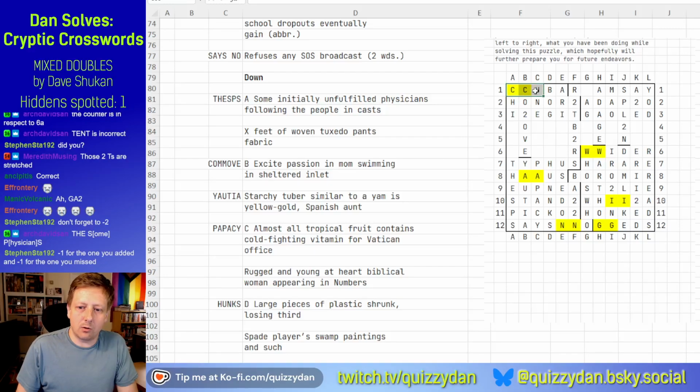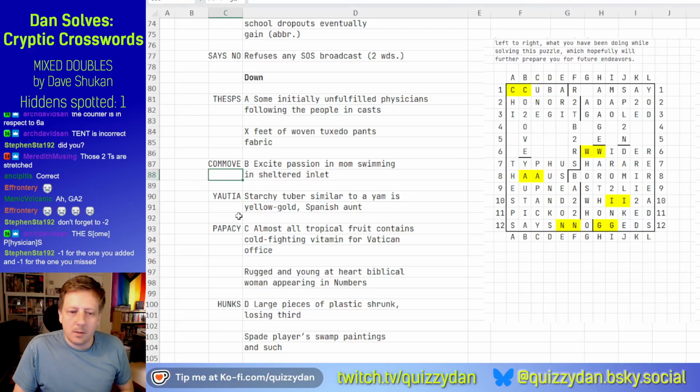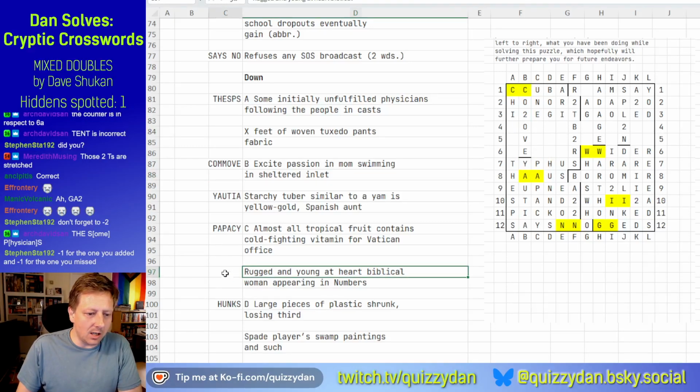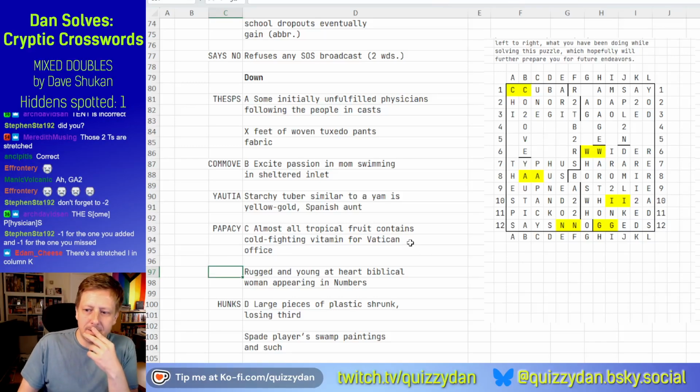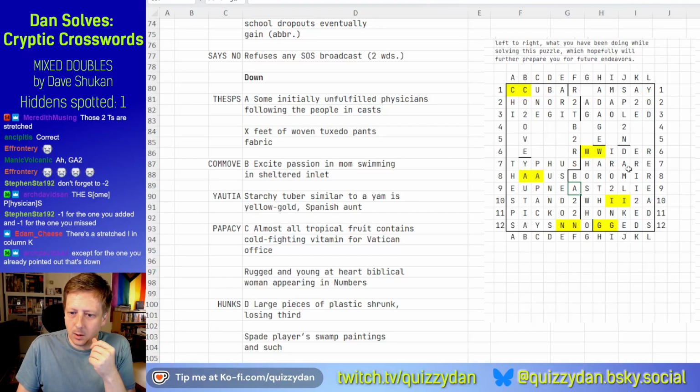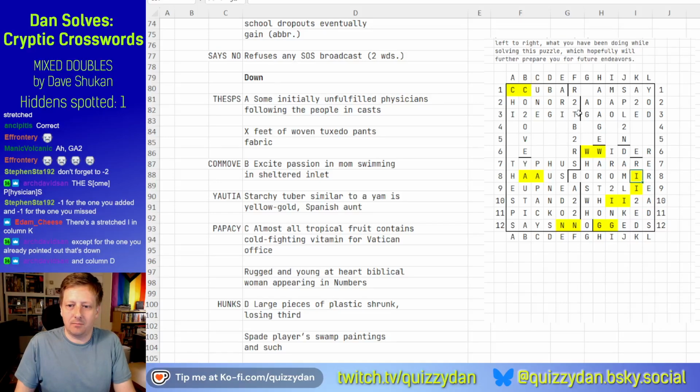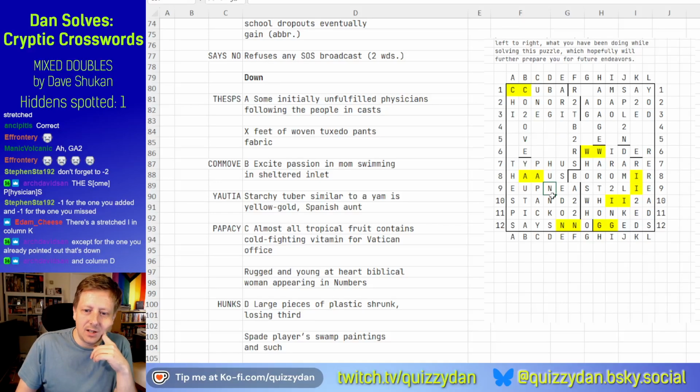It's looking like these are always across, but there's still time. Okay, 3. No wonder that's a difficult column. No wonder we didn't get 100 of those. Rugged and young at heart, biblical woman appearing in numbers. The stretched iron column K. Ooh. For ripped. Okay. So I can put that. No, not there. I can put that there. And column D. Oh, I found my hunks, my lovely hunks.